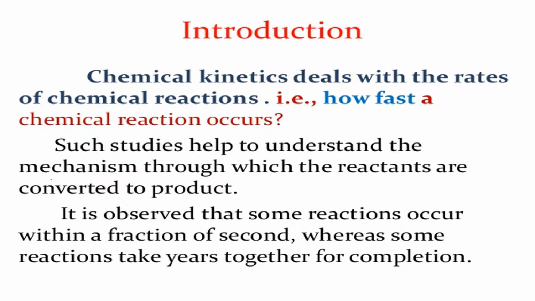Chemical kinetics. So what is meant by chemical kinetics? Majorly, chemical kinetics deals with the rates of chemical reactions. The rate of a chemical reaction means how fast a chemical reaction occurs, how fast that chemical reaction is going on. So that should be discussed in chemical kinetics.